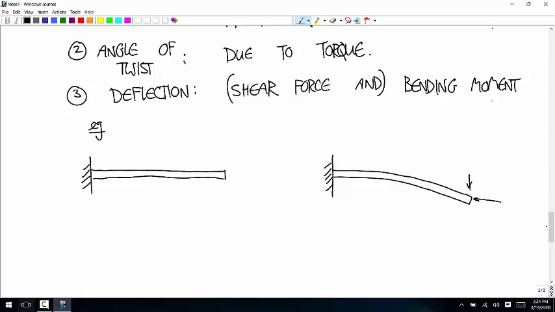Same with the angle of twist. If you have a long beam and you're applying a torque to it, that local deformation is small, but by the end, you could be talking about a few degrees of twist. That's right. Yep, exactly. But if you were right next to it, you couldn't see it.